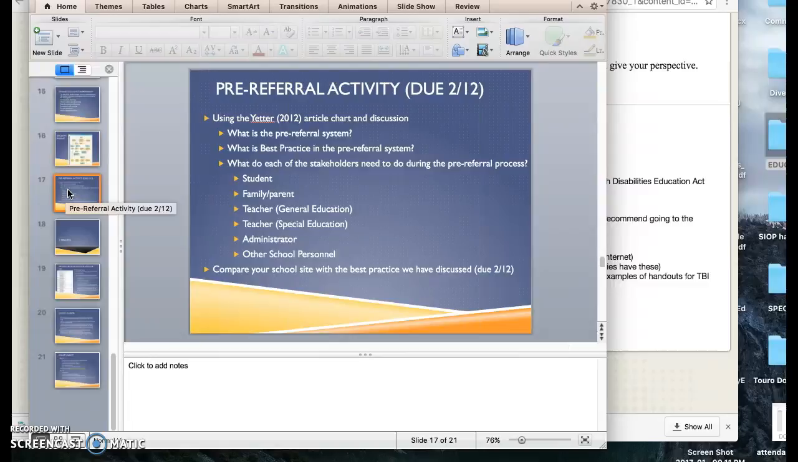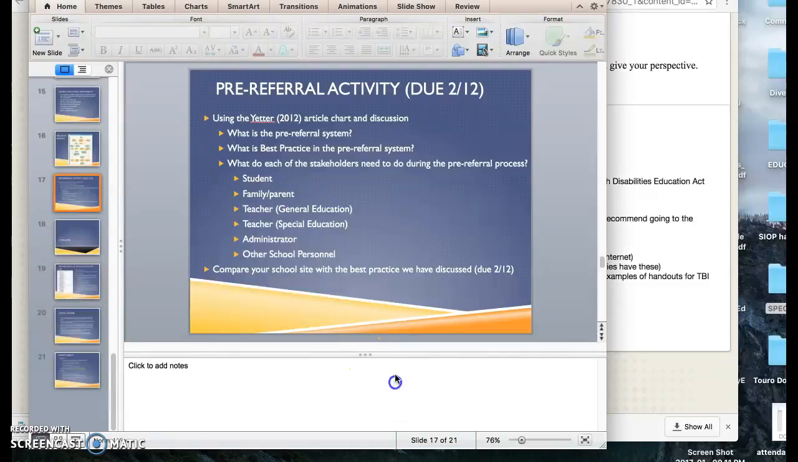We talked about the Yetter article. I know we didn't get to spend as much time as I had hoped on this, but you're going to be using that article and the best practices that came out of that article. You did a nice job last night discussing and highlighting a few of the best practices or beneficial ways to go about the pre-referral systems.